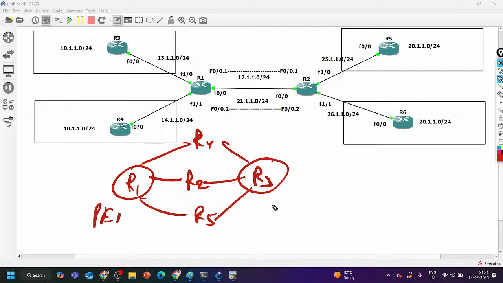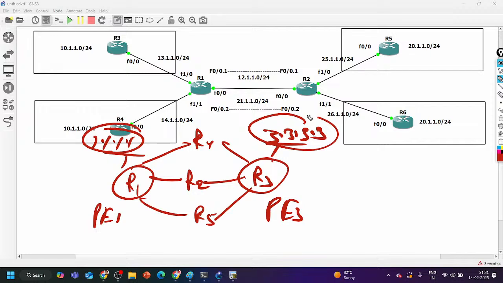We are not running the same subnet. Here I have one loopback 1.1.1.1. Here I have one loopback 3.3.3.3. If we have BGP neighborship between 1.1.1.1 and 3.3.3.3, then how will these routers forward traffic? MPLS. Then MPLS, okay? And that is called MPLS L3, right?